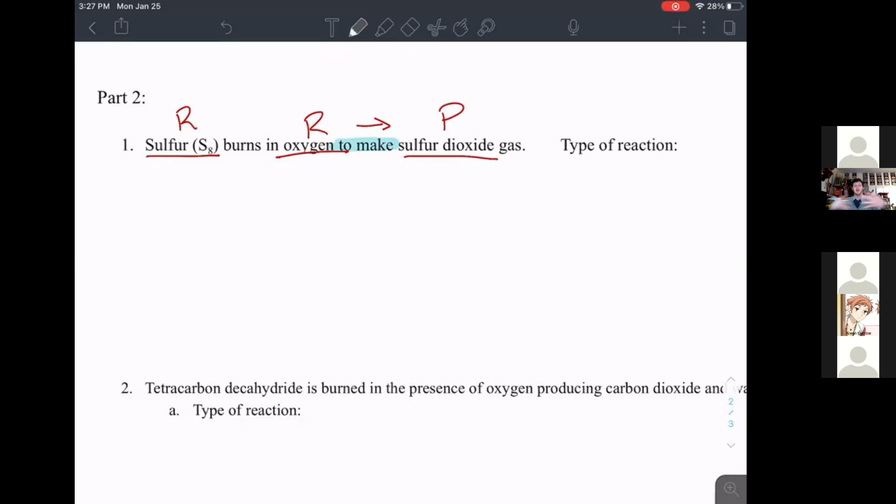So now we're going to have to put that into a chemical formula. We're going to take our sulfur, which this one told us is S8. So I can just rewrite that right here. We have S8 plus oxygen. Who knows what oxygen is? What's my chemical formula or element symbol for oxygen?